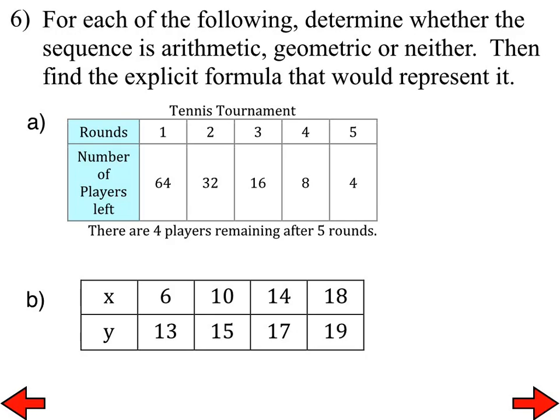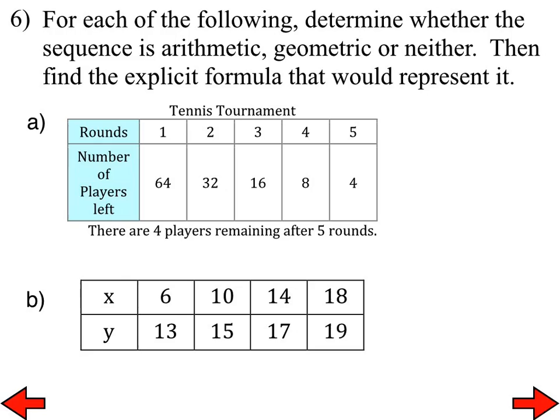And you are to do this. For each of the following, determine whether the sequence is arithmetic, geometric, or neither. Then find the explicit formula. So tell me whether it's arithmetic or geometric or neither. And if it is one of the 2, arithmetic or geometric, tell me what the explicit formula is. You've got about 2 minutes.